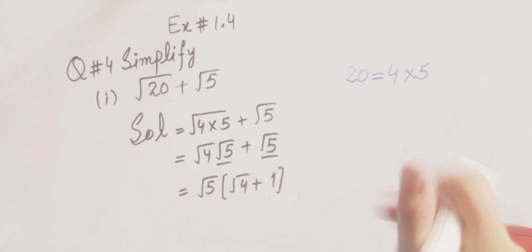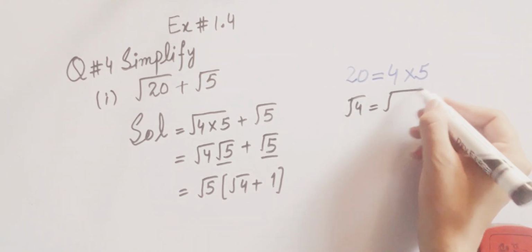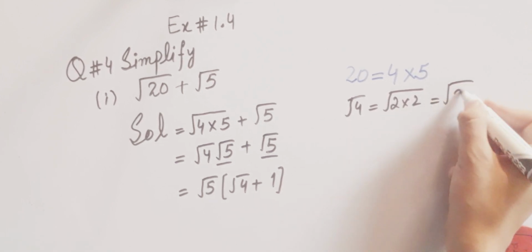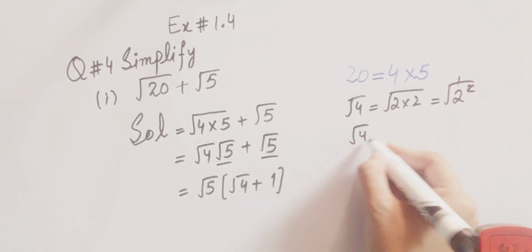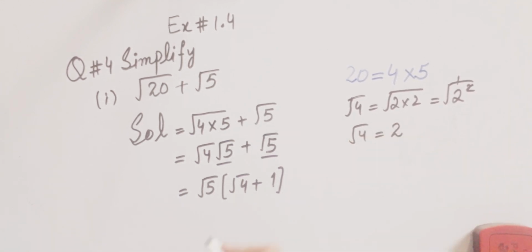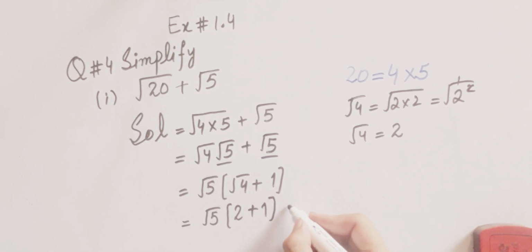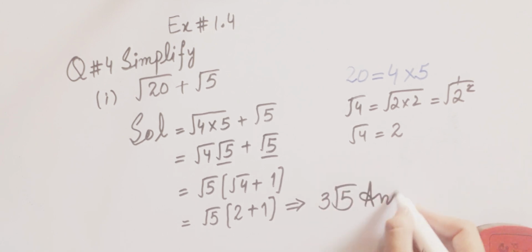Now students, we can write square root of 4 as 4 is equal to 2 multiply 2, which is equal to 2 power square. So this square will be cancelled by this square root, and we have square root of 4 is equal to 2. So we will use this here, square root of 5 into square root of 4. We have 2 plus 1, so we have 2 plus 1 is 3. 3 square root of 5. This is the answer of this question.